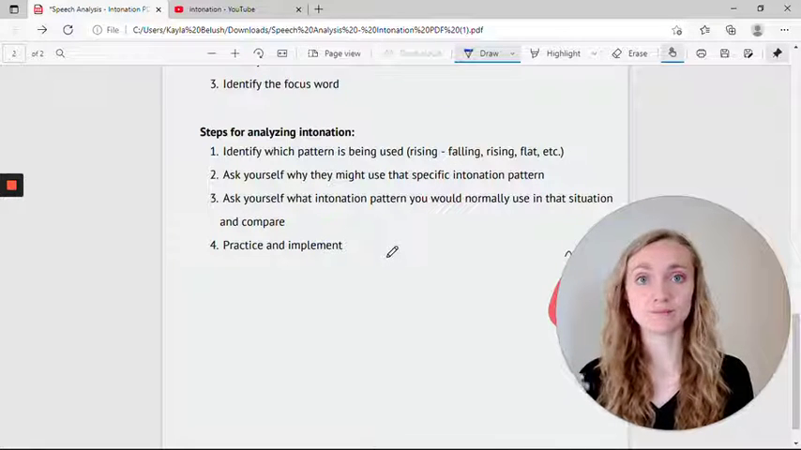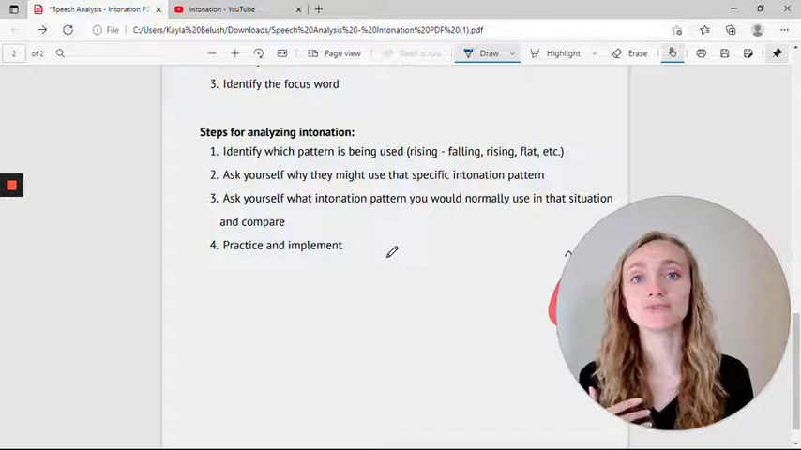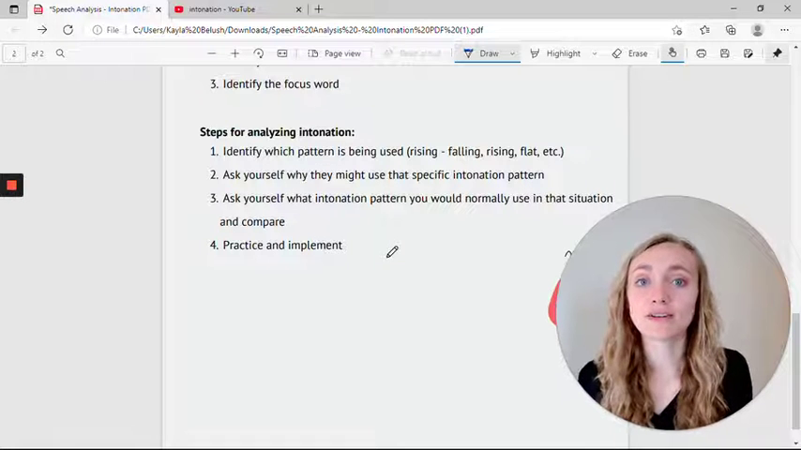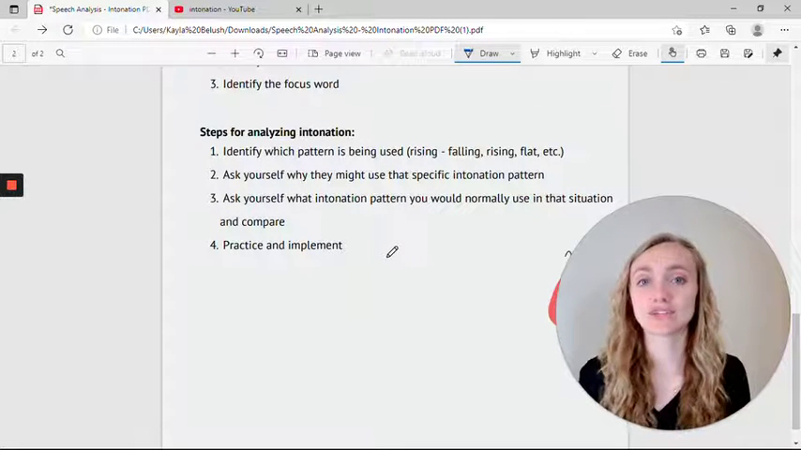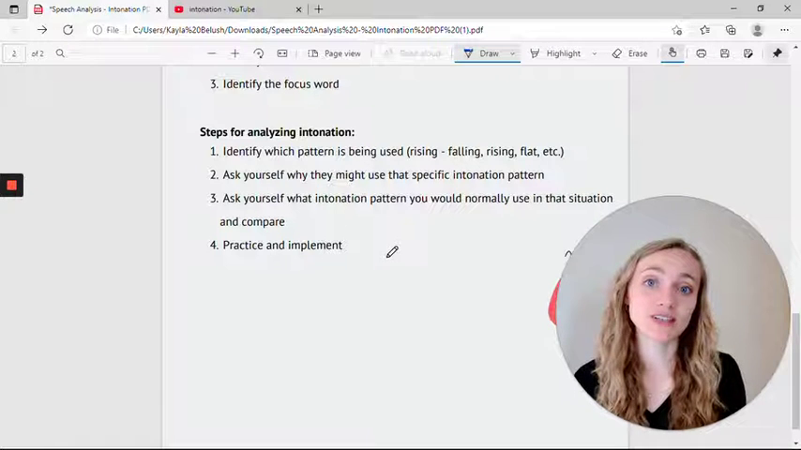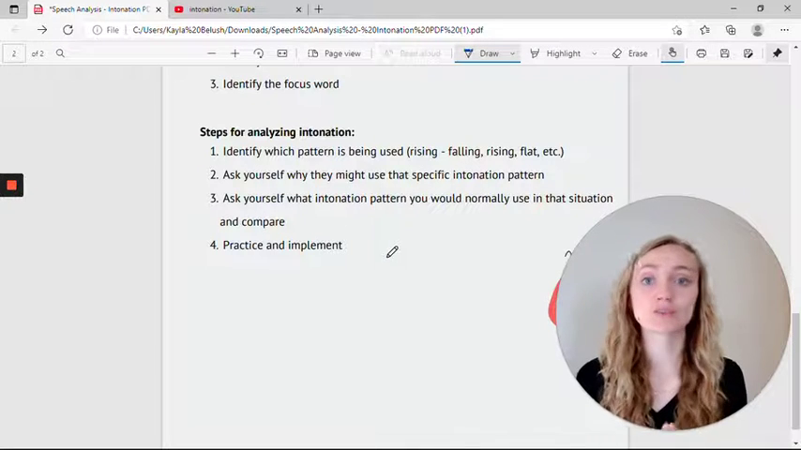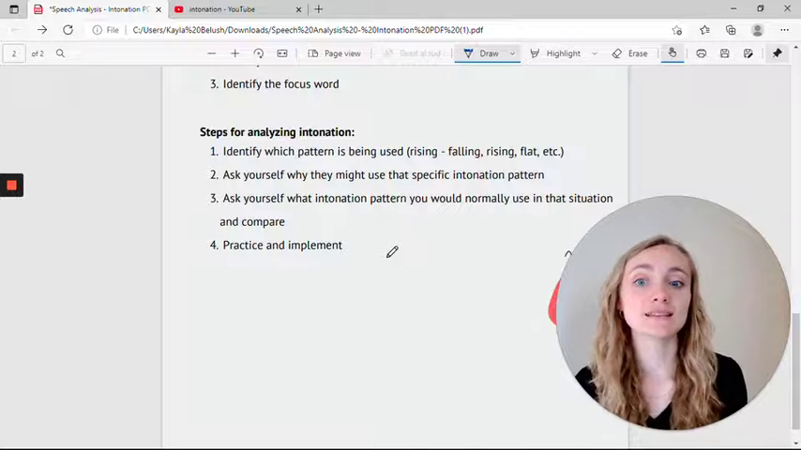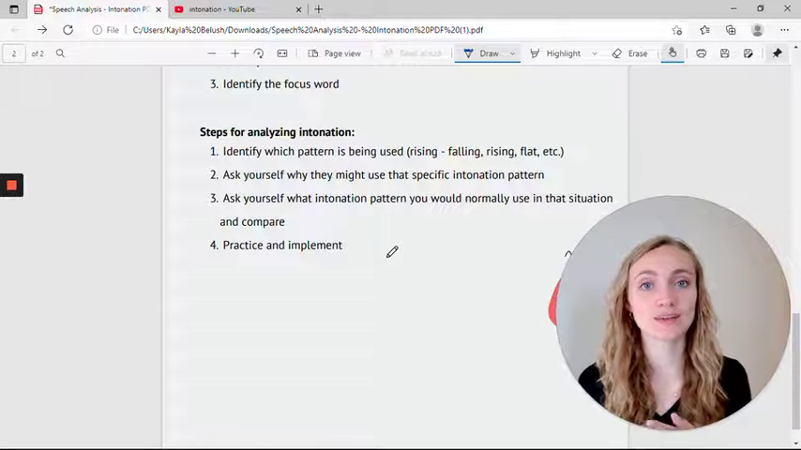If they're the same, awesome, keep doing it. If they are drastically different, try to figure out why and how you use intonation differently so that when you find more situations like that, using those expressions or words or meanings, you can practice and implement it yourself.